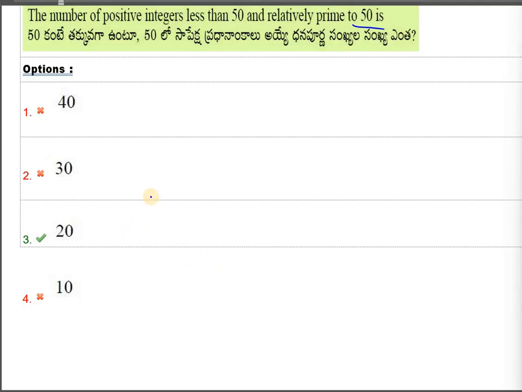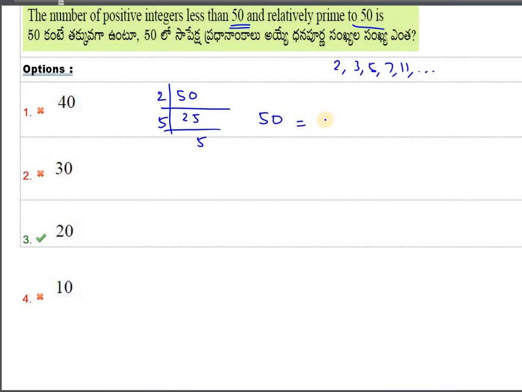Now prime numbers we know are divisible by 1 and itself, right? That is a prime number. So what are the prime numbers? Prime numbers are something like this: 2, 3, 5, 7, 11, 13 and so on. So what we have to do is first take this number 50 and do the prime factorization. So 50 is equal to, in prime factorization, 2 power 1 multiplied by 5 power 2, in terms of prime numbers. Right. So now what we have to do?